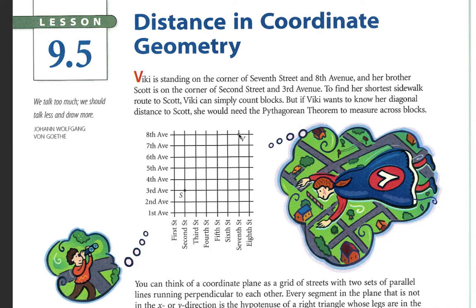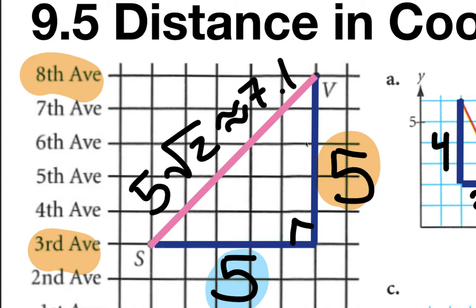So Vicky can go like this, 2, 3, 4, 5 blocks this way, and 1, 2, 3, 4, 5 blocks this way. But if Vicky wants to know her diagonal distance to Scott, as if she were flying over, as the crow flies, then she would need the Pythagorean theorem to measure across blocks. This comes up in a lot of different ways. Let's take a look. So we can see this vertical distance is 5, and this horizontal distance is 5 also. So if she were to walk blocks, it would be 10 blocks. But if she were to fly, going directly, then it would be about 7.1 blocks.